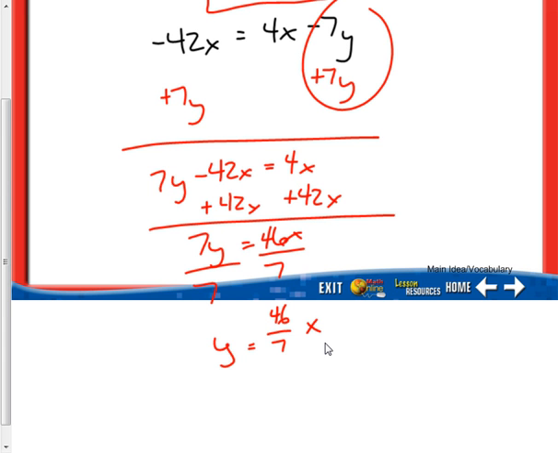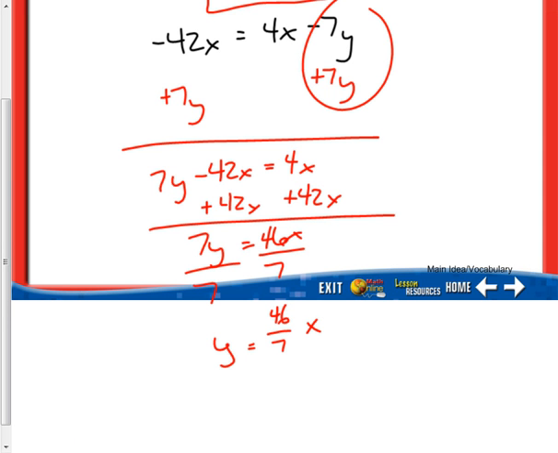46/7 x. And basically what that means is it's going to go up 46 and to the right 7 before it hits another intersection point on the coordinate grid. Obviously the y-intercept is 0, so it's going to start at the origin, but it's not going to hit another intersection point until it goes up 46 and to the right 7, which, if you did simplify that, would be about 6 and 4/7 or something like that. So keep in mind you aren't going up that high, but you'd have to count up that many.